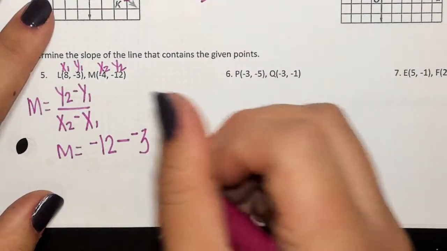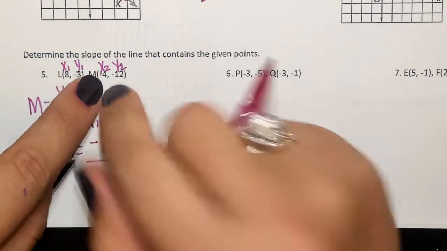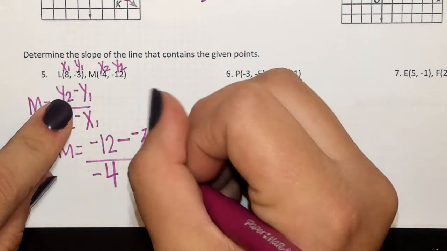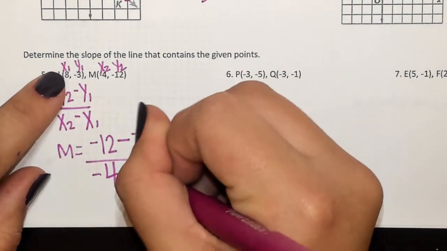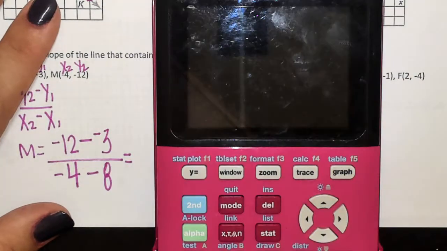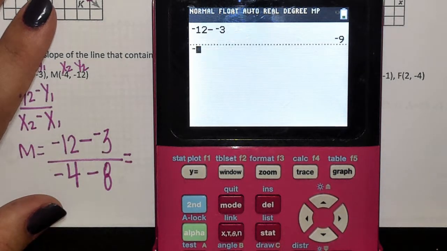Now do your X's. X2, which is negative 4. Your formula calls for a negative sign, so bring down your negative. And then X1, which is 8. So now, I would just plug this straight into your calculator. Negative 12 minus negative 3, over negative 4 minus 8.